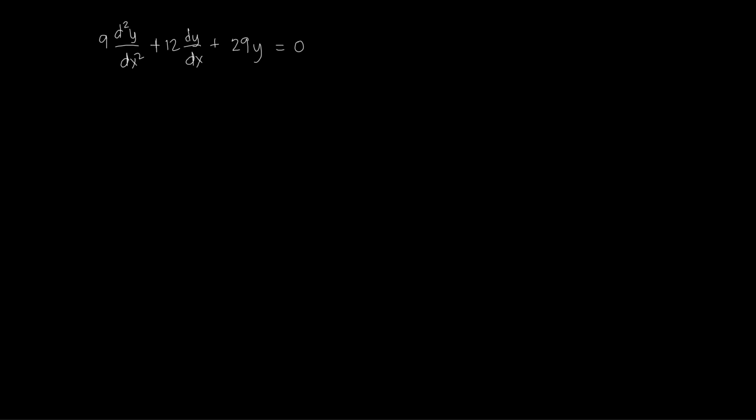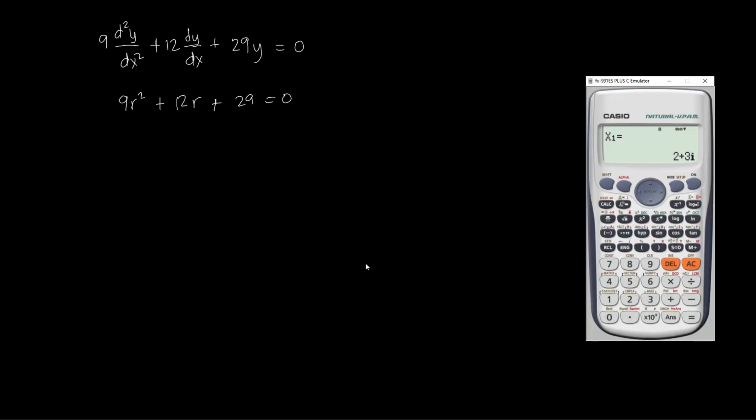x is equal to negative 2 over 3 plus or minus 5 over 3 i, sir. Yes, let's plug it in so everyone can see. So what is r? Negative 2/3 plus or minus imaginary 5 over 3.